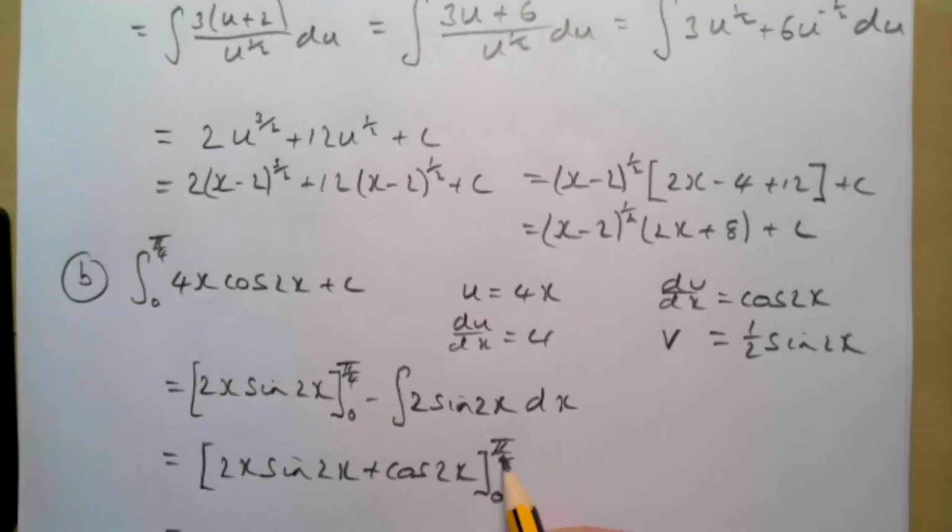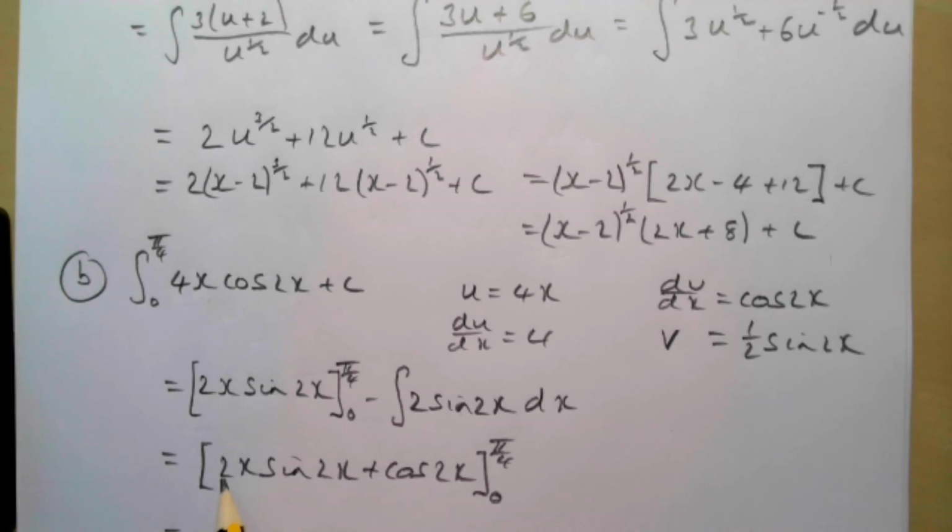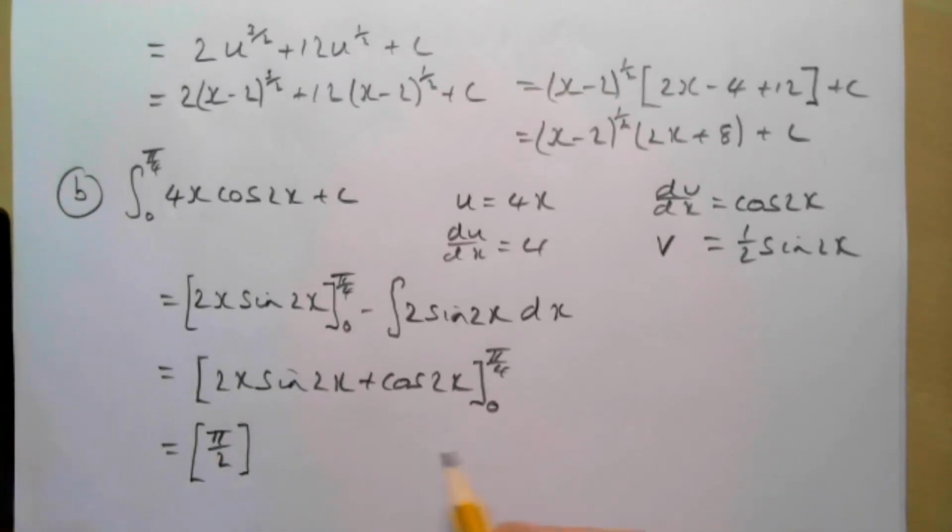If I substitute in pi over 4, then this gives me pi over 2. So we have then pi over 2 times sine pi over 2, and sine pi over 2 is just 1. So that's going to be pi over 2. Cos pi over 2 is of course 0. So that wee bit disappears. So that's all I end up with if I put in pi over 4 into this.